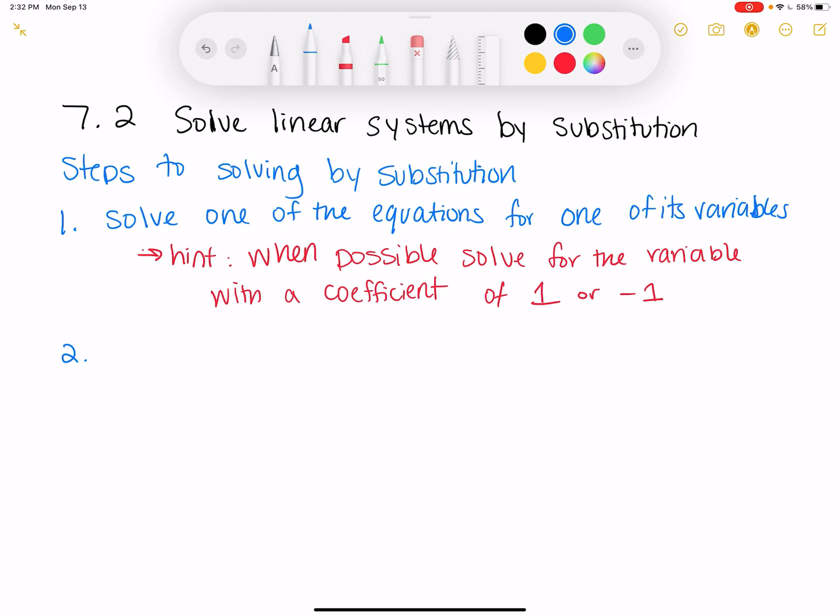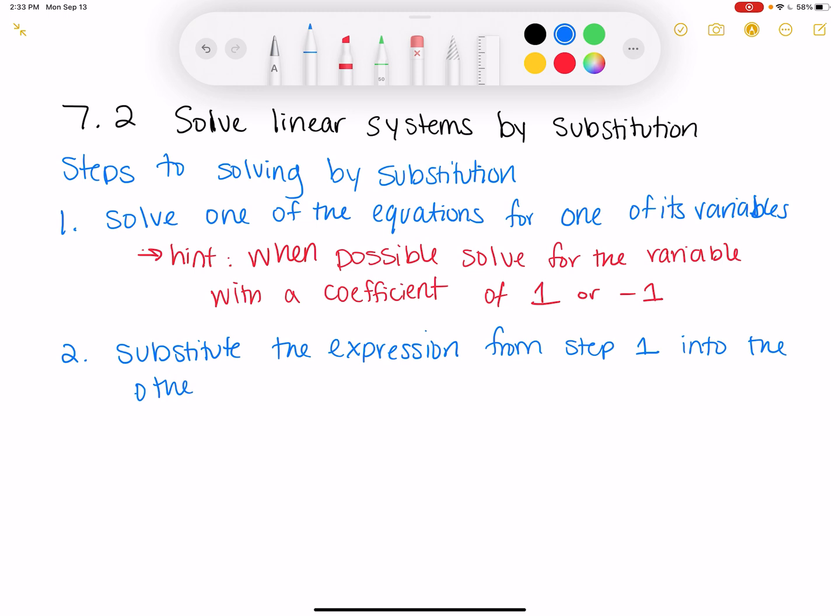Next one, substitute the expression from step 1 into the other equation and solve for the other variable.